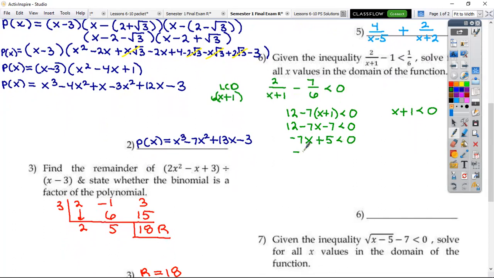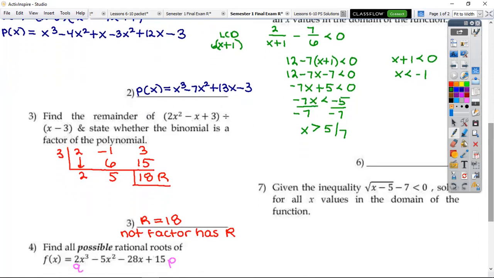So I would have -7x is less than -5. And what do we need to do with an inequality when we divide by a negative? Flip the sign, good. So I know that x is going to be values that are greater than, and not equal to, 5/7. Then again, I'm looking at my denominator. My denominator cannot be undefined. So I also know that x must be less than -1.